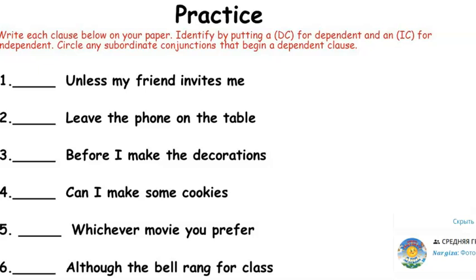Second one, leave the phone on the table. Third, before I make the decorations. Fourth, can I make some cookies? Fifth, whichever movie you prefer. And the sixth one, although the bell rang for class.